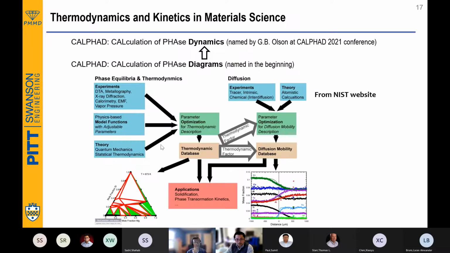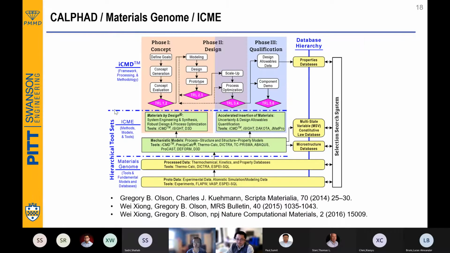Okay. But of course, some models are actually heuristic, right? So you can get some understanding of the mechanism. That's a different thing. But I take Greg Olson's quote and rename it. CALPHAD was the computational calculation of phase diagrams, but I think people are already doing calculation of phase dynamics. It's not only for the stable phases, but also including the non-stable phases. So people just have to make the right choice with the different models.